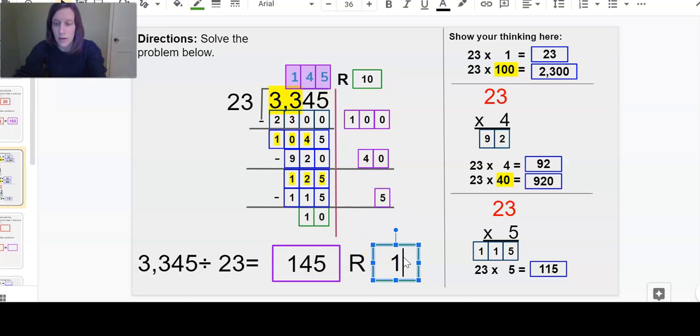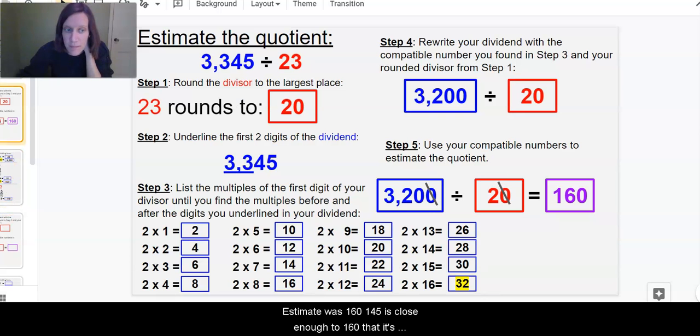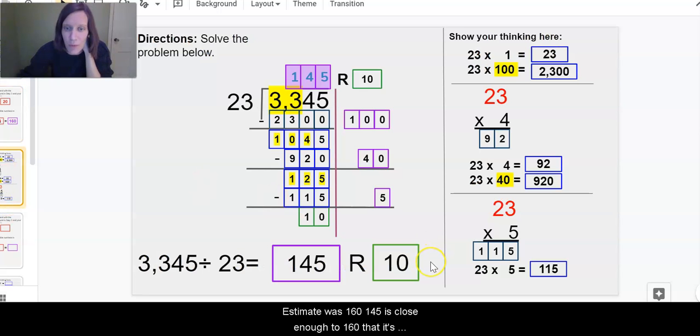Remainder 10. So then I can go look and I can see my estimate was 160. 145 is close enough to 160 that it's a reasonable answer, that I should have an answer of 145 and a remainder of 10. Okay, so that's how we do our long division, and that's how we show our thinking when we do it. So go ahead and you guys are going to do these on your slides.